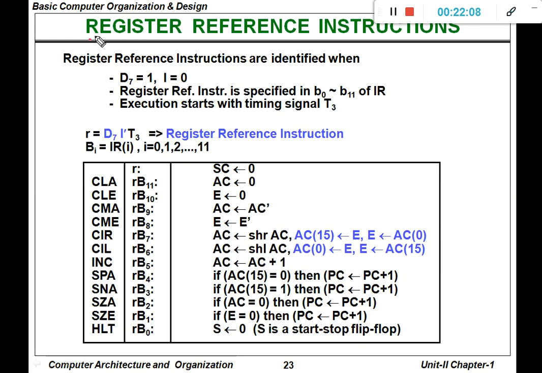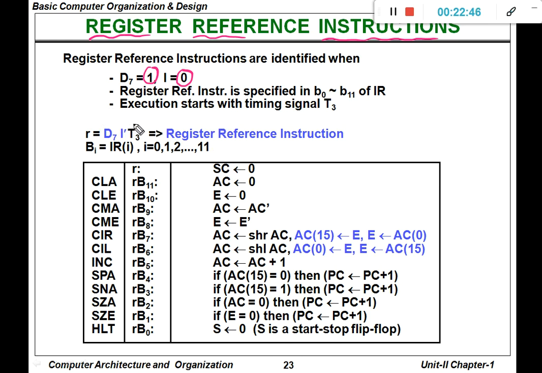Next, let us move on to the register reference instructions. As far as the register reference instructions are concerned, the D7 value must be 1 and the I value must be 0. Okay. So based on the I value as well as the D7 value, we are going to determine whether the given code is a register reference instruction.